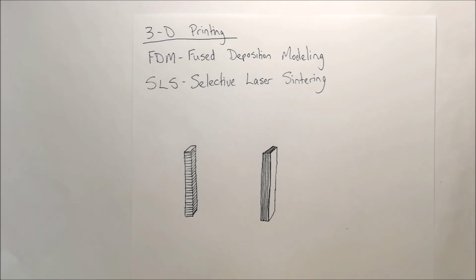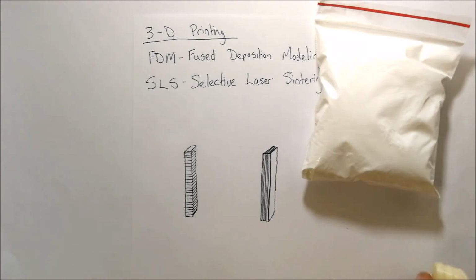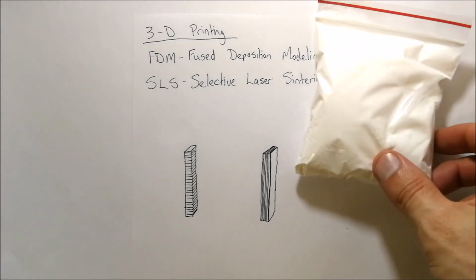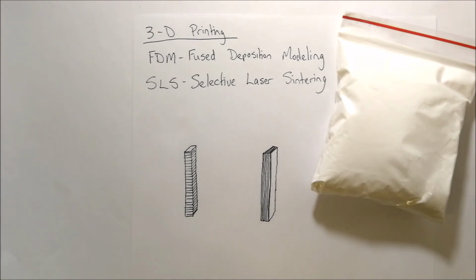The problem with FDM is that it's not as strong. The other one you get is an SLS printer, which is selective laser sintering. This uses a powder, very much the same as this, which is held in a big container. This is ABS plastic powder, and this powder gets melted with a laser. The fusion of that laser with the different layers is a much stronger fusion, therefore you get a much stronger product.